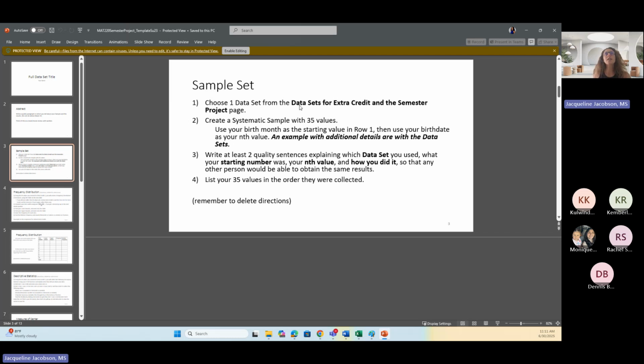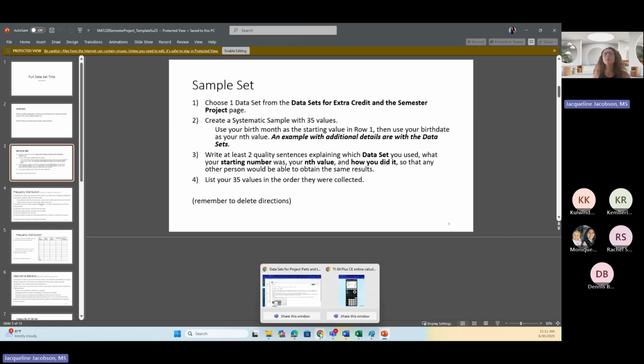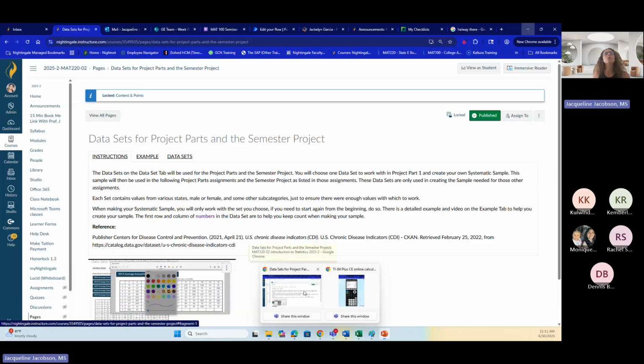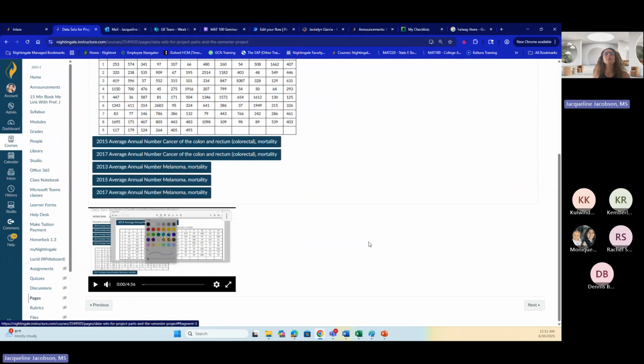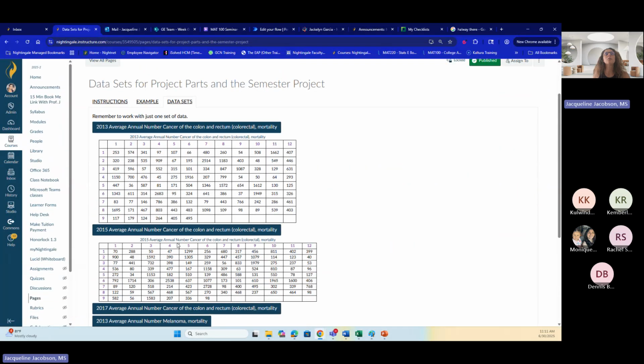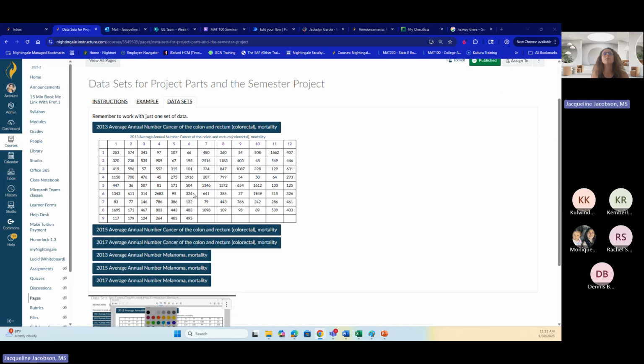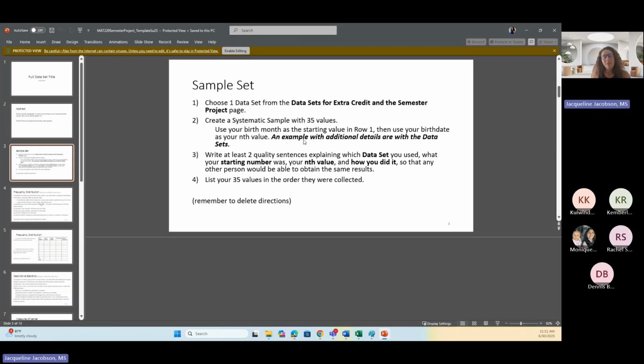So you choose a data set, following the instructions, from the data sets that are given, which you find here. Pick one, click on it, pick whatever one. Create a systematic sample. You have to obviously know what a systematic sample is. That takes us back to week 1 and the sampling methods.